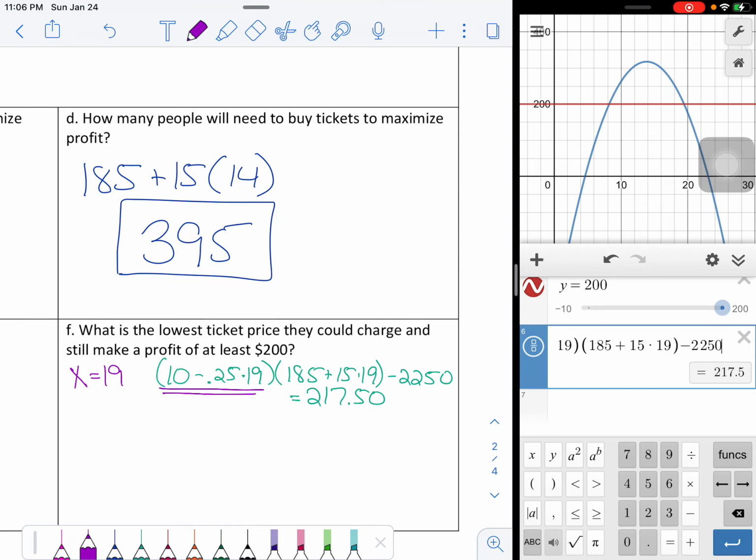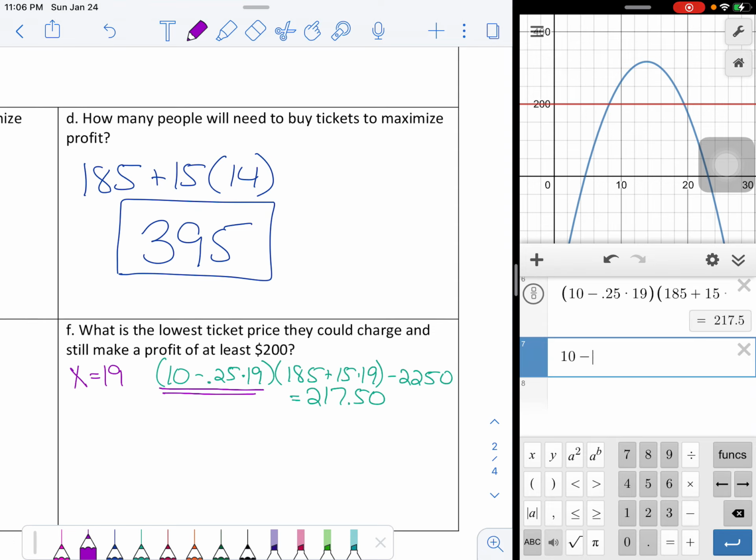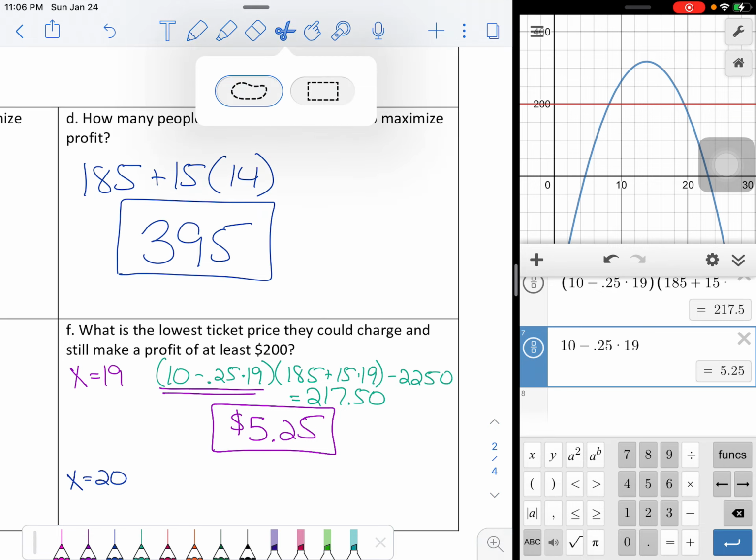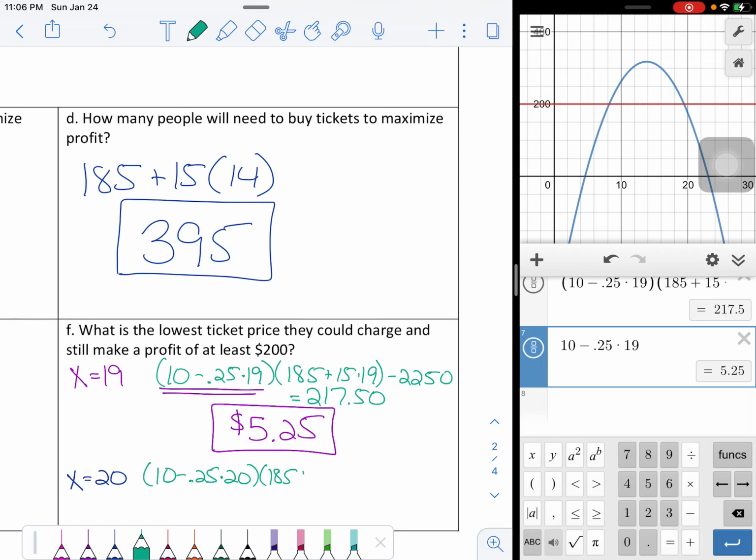Remember, this part right here is the ticket price. So let's actually figure out what that is. So 10 minus 0.25 times 19. Whoops, lost the times. All right, so that would be a ticket price of $5.25. But I want to see if maybe I can push it just a little bit further and say x is equal to 20. Can I make 20 25-cent changes? So I'm going to do this entire equation all over again. But instead of having 19, I'm going to use 20. And that's going to go right into Desmos.